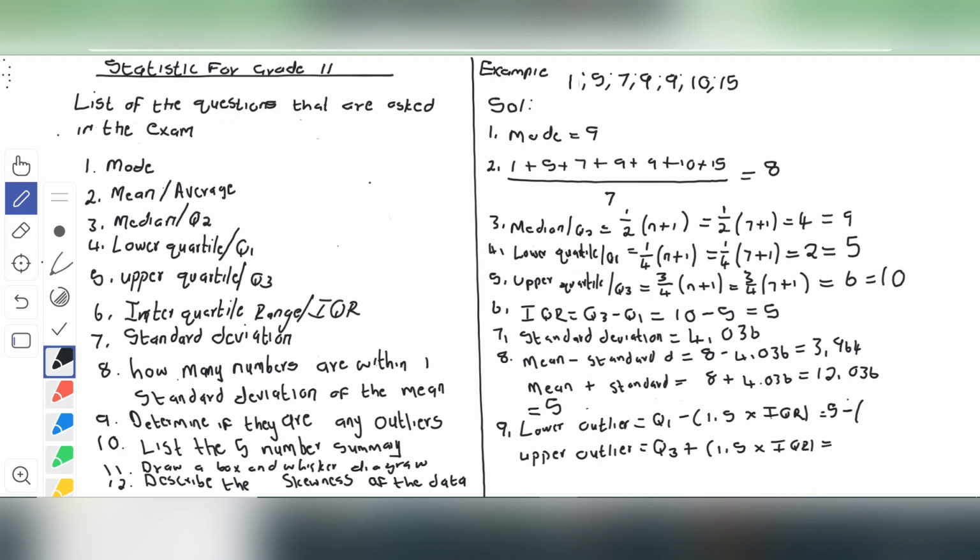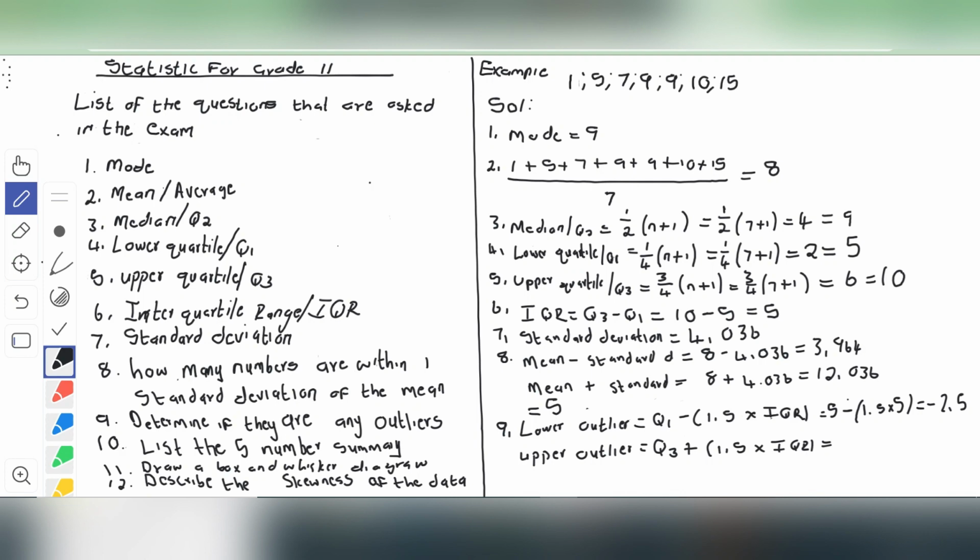So let's continue. It's 5 minus 1.5 multiplied by the interquartile range. We calculated the interquartile range and found that it is 5. Therefore, the answer is minus 2.5. I'll explain it after.